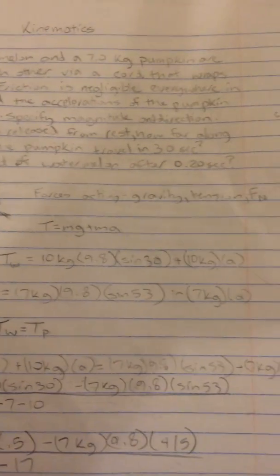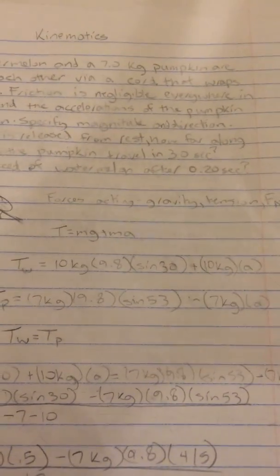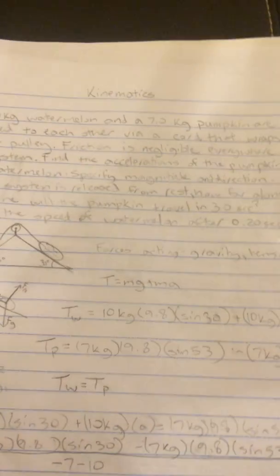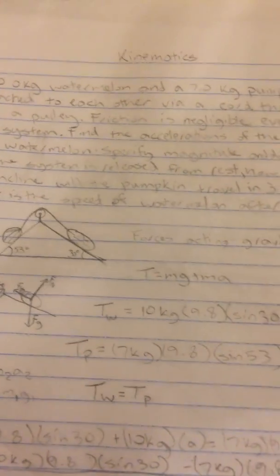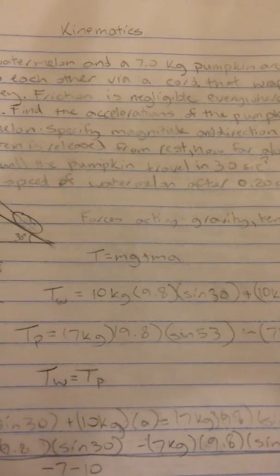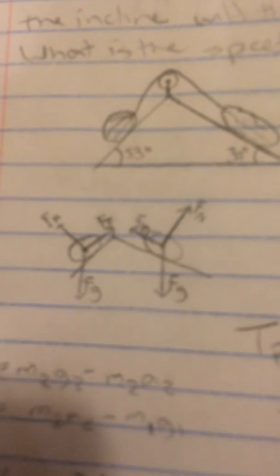That's the diagram, what's going on. The forces acting on both the pumpkin and the watermelon are gravity, tension, and the normal force, and there's the free body diagram for that.